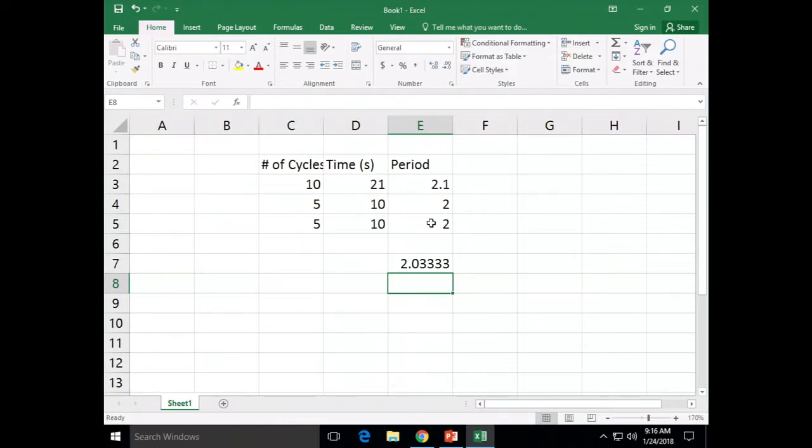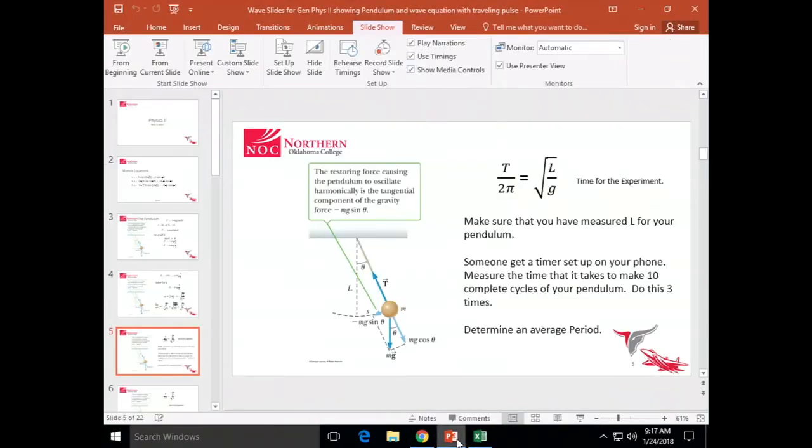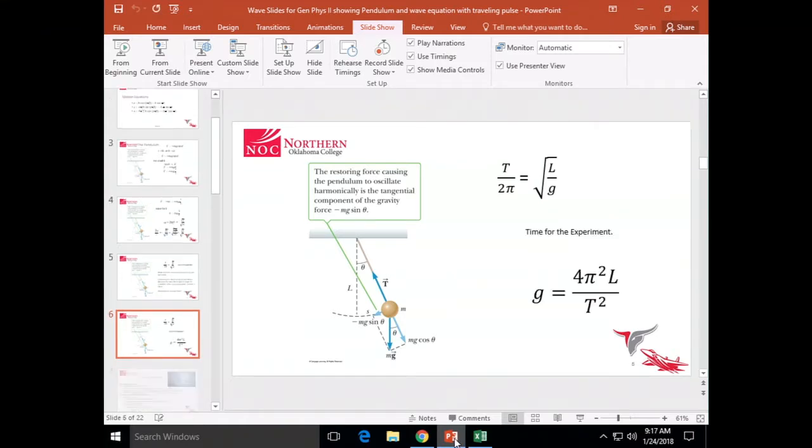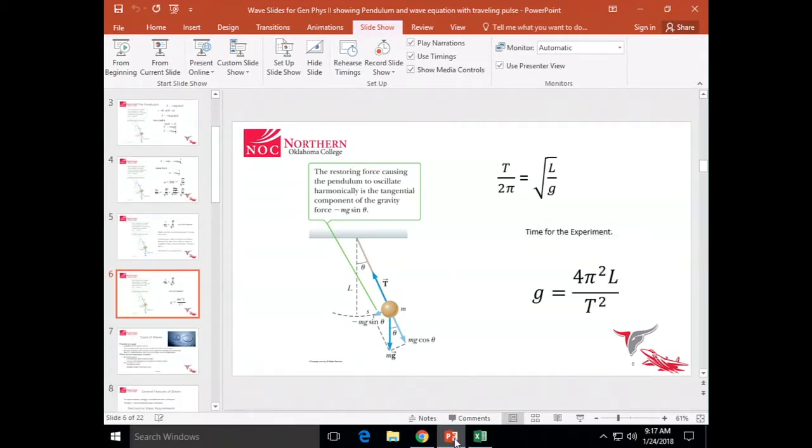Now if I go back to the presentation, I want to take the period divided by 2 pi. I'm actually going to go one slide more. They're solving for gravity. Gravity is going to be 4 pi squared times the length divided by the period squared. So I can actually do that in Excel.